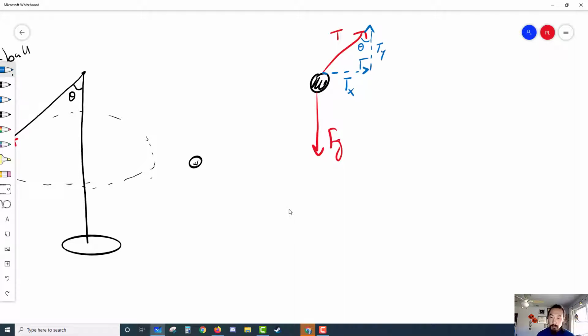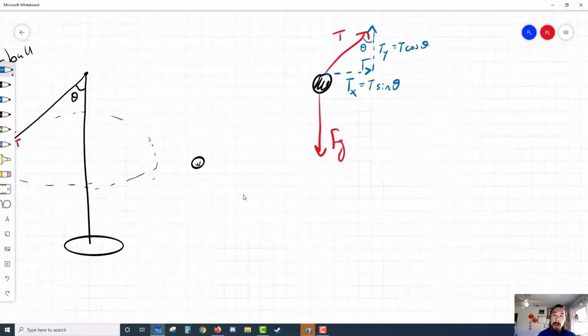Now, if this is the angle theta, we can say that T sub y is going to be T cosine of theta, because this angle is adjacent to this vertical axis. And over here we have the opposite, which is T sine of theta.